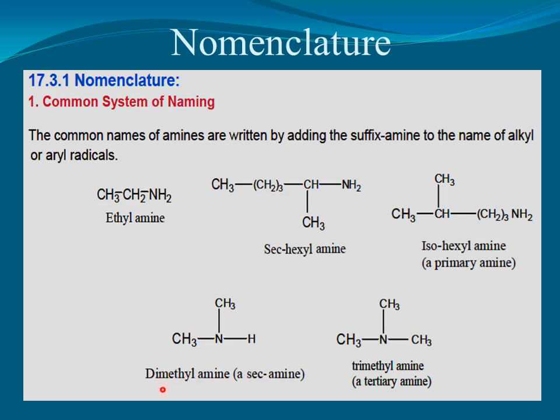The common name is dimethylamine because 2 methyl groups are directly attached to it. The third example is a tertiary amine. Now what is a tertiary amine? A tertiary amine is that amine in which the nitrogen atom is directly attached with 3 carbon atoms. That is why it is called a tertiary amine, and its common name is trimethylamine.